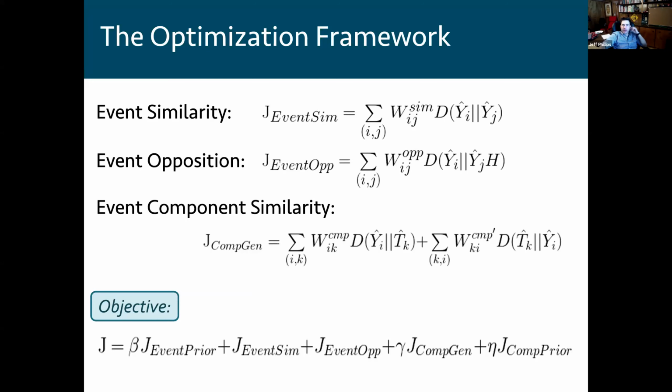So can I ask what the H is in the event opposition, or is that a typo? That's the exchange matrix that tries to make sure it's reversed. Oh, okay. Yep. Yep.